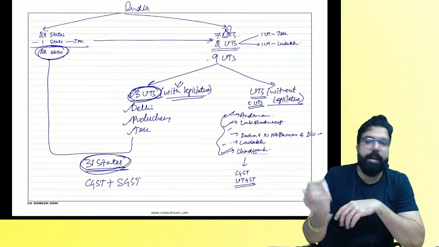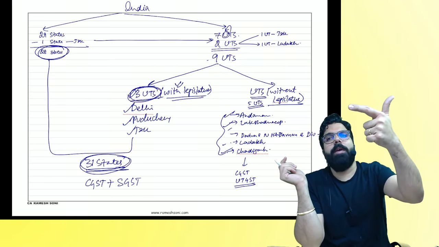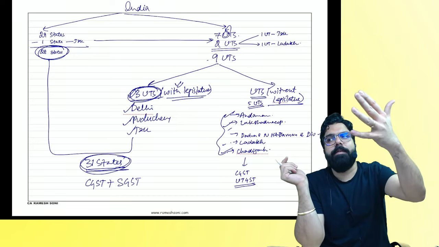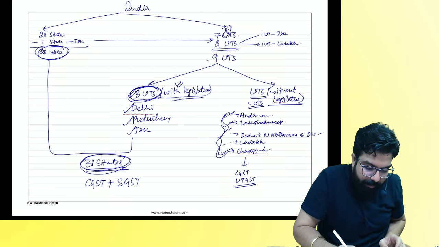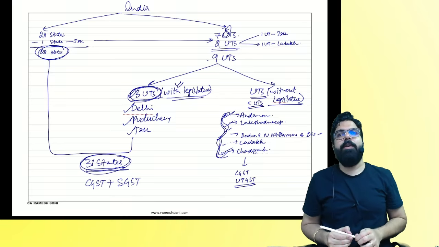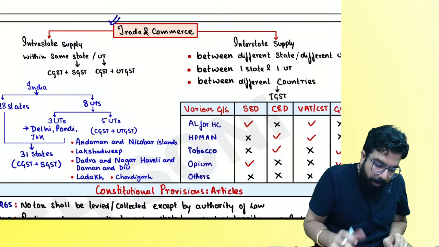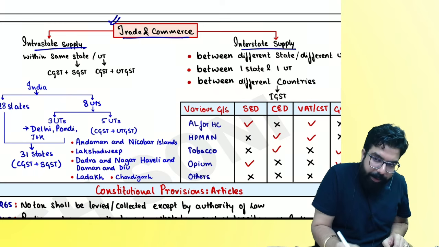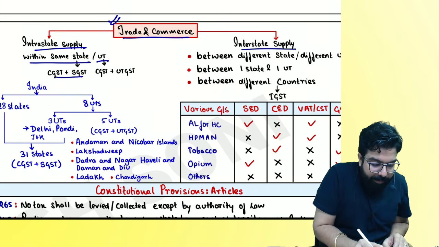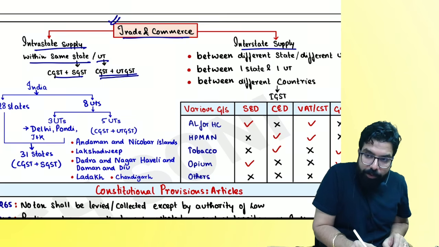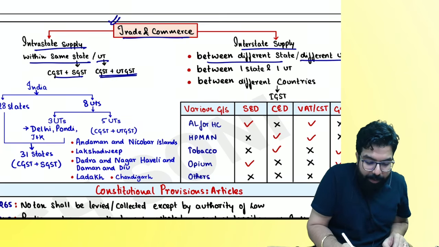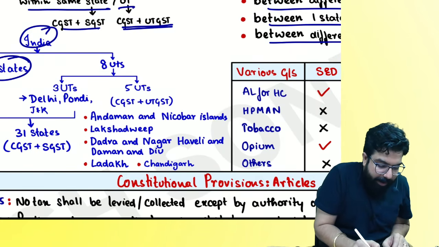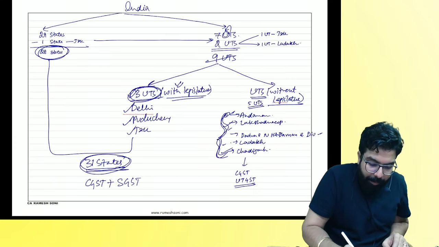Tell me one thing. What are the 5 UTs which are there? Andaman, Lakshadweep, Dadra and Nagar Haveli and Daman and Diu, Ladakh and Chandigarh. What will we always charge? CGST and UTGST. Can we go ahead, everyone? Now, people, the same thing which I have told: trade and commerce, intra or inter, within the same state, CGST and SGST, CGST and UTGST. Different state, different UT, one state, one UT, and different country. India, how many states? 28. UTs, how many? So, remember 8 UTs.